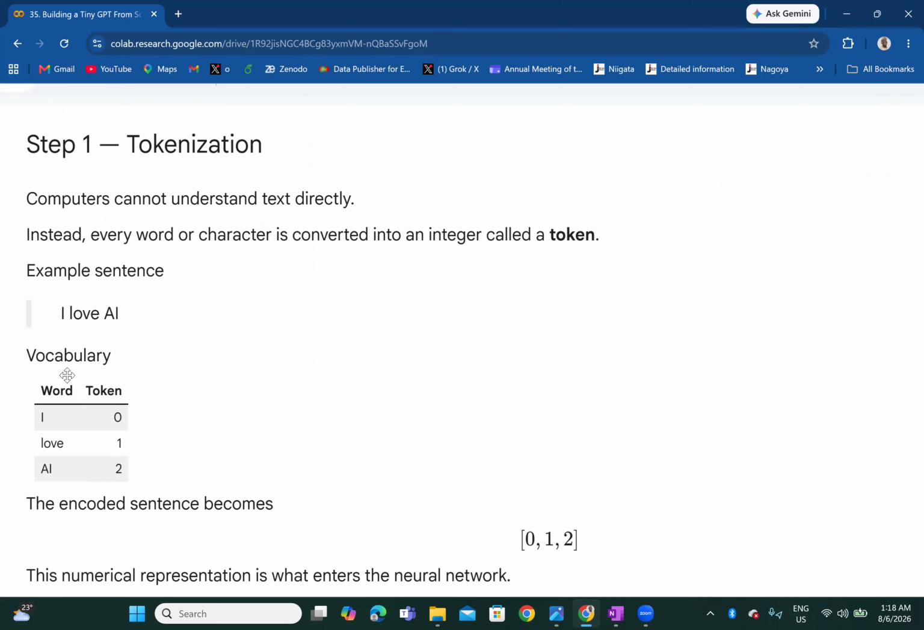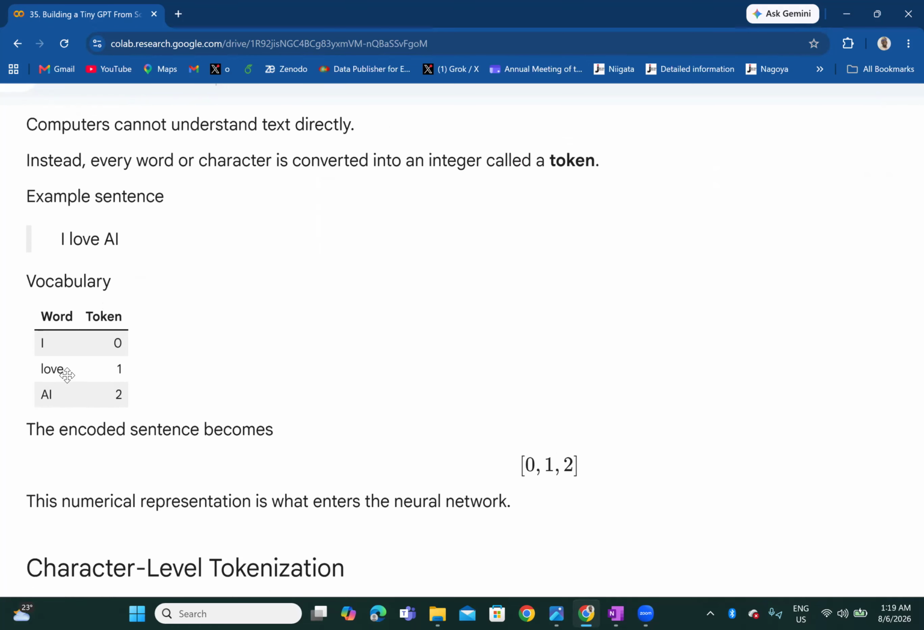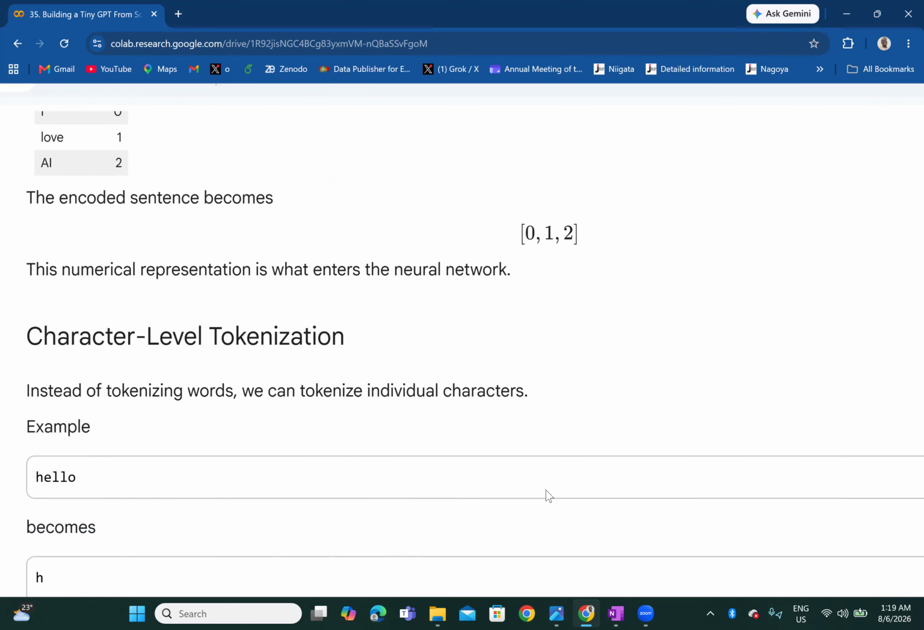So the computer does not understand "I love AI," but it has been able to convert it to numbers that it understands. So it sees 0, 1, 2, and once it sees that, it can understand the relationship. This numerical representation is what enters the neural network, and every other process goes on from there.